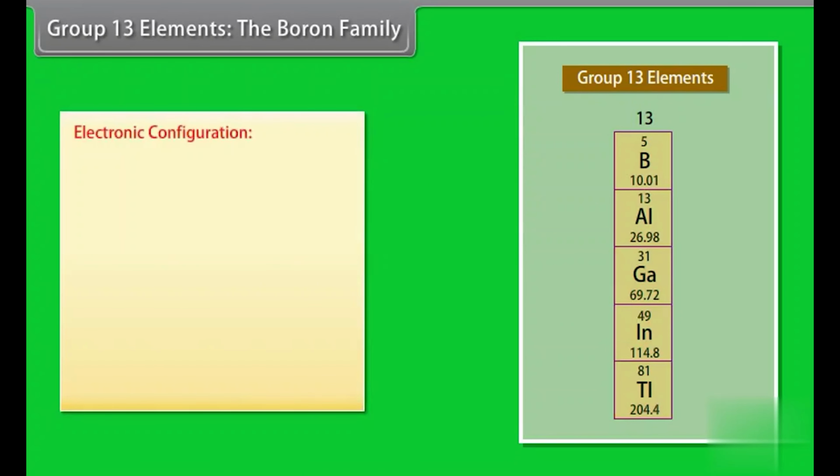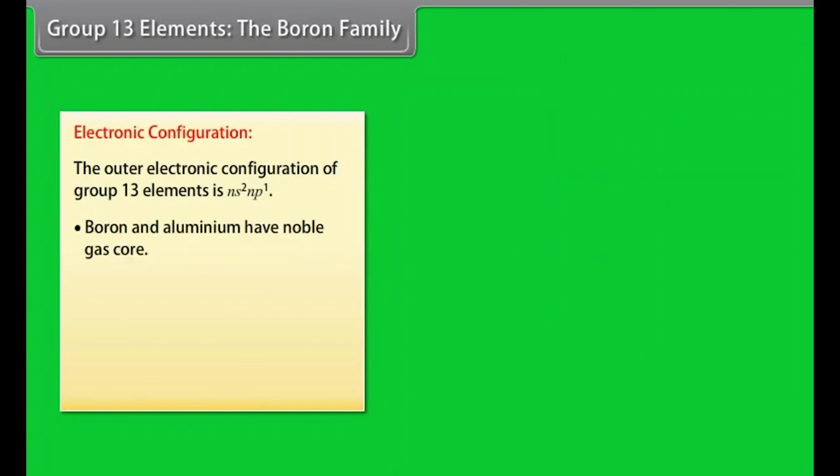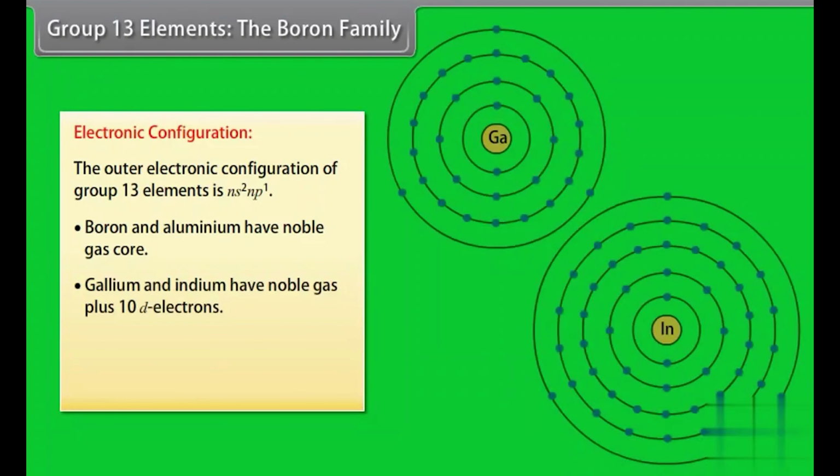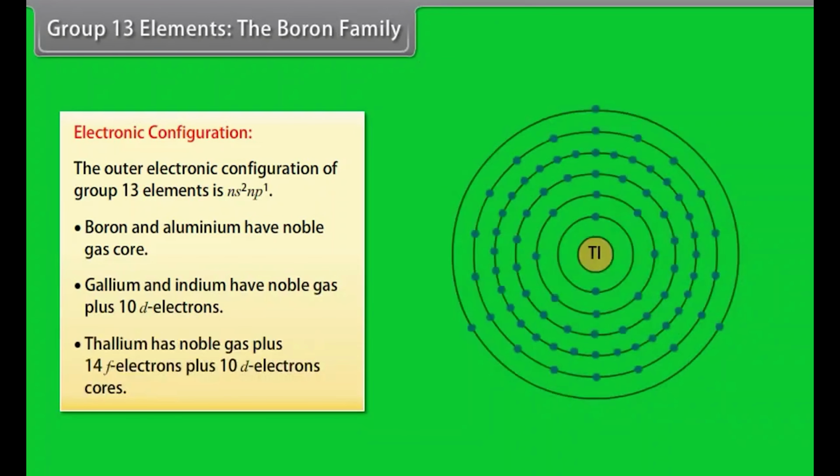Electronic configuration. The outer electronic configuration of group 13 elements is ns2np1. Boron and aluminium have a noble gas core. Gallium and indium have noble gas plus 10d electrons. Thallium has noble gas plus 14f electrons plus 10d electrons cores.